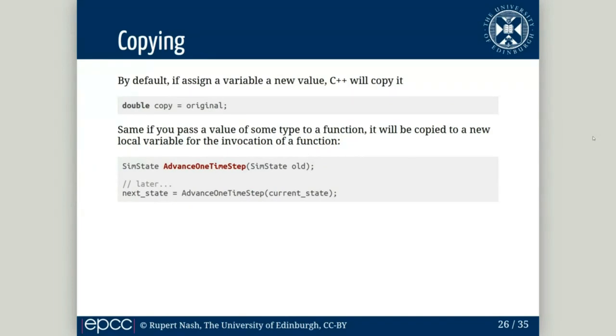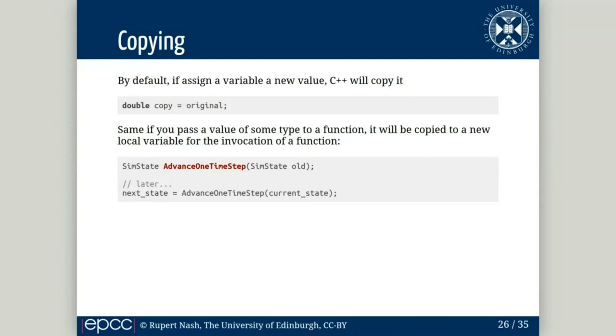And we also get the same if you pass a value to a function. It'll be copied to a new local variable when the function is called and we access that copy, as we see in the advance one time step function below. Now, this is very beneficial, and it's great that C++ will do this for us. It will copy objects, including classes and structs. So if you pass something like SimState, supposing SimState was an actual class, it will copy that object.